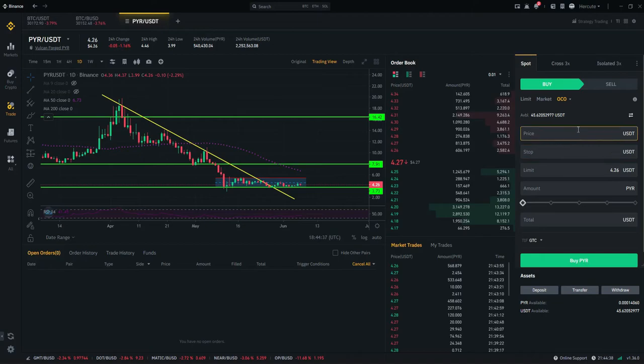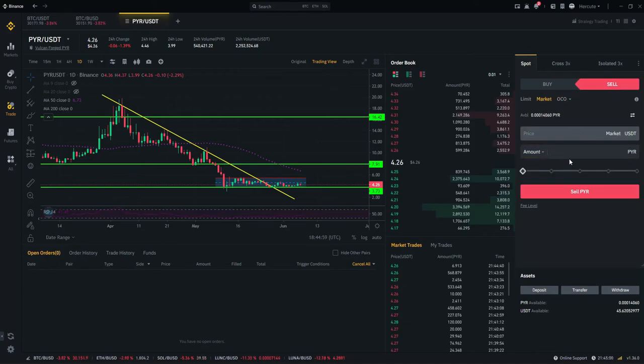So now, I want to first illustrate the sell, the OCO sell limit, okay? The OCO order for selling, because it will be a bit easier for you to understand when we've done the sell, then we do the buy. So for me to do that, let me buy some PYR very quickly using the market order. Let me just say, I want to spend like $45.